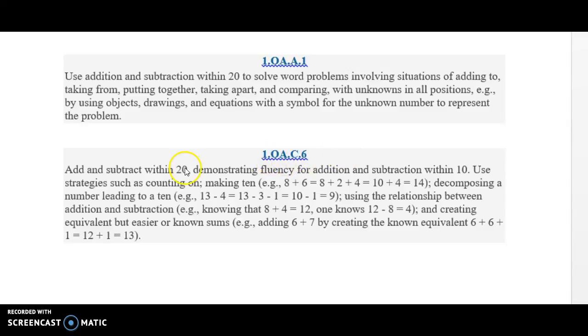1.OA.C.6. Add and subtract within 20, demonstrating fluency for addition and subtraction within 10. Use strategies such as counting on, making 10, decomposing a number leading to 10, using the relationship between addition and subtraction.